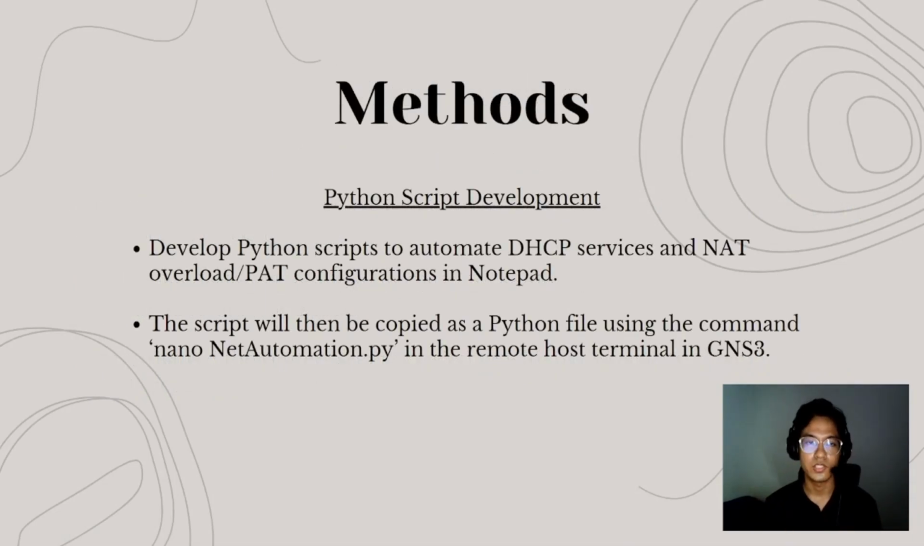The third method is Python script development. Python scripts are developed and written in Notepad to automate DHCP services and NAT overload or PAT configurations. The scripts will then be copied as a Python file using the command nano netautomation.py in the remote host terminal in GNS3, which acts as the network administrator that manages the network.